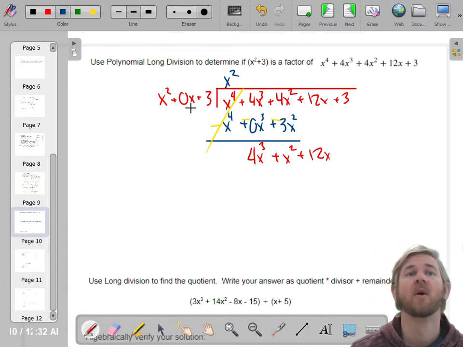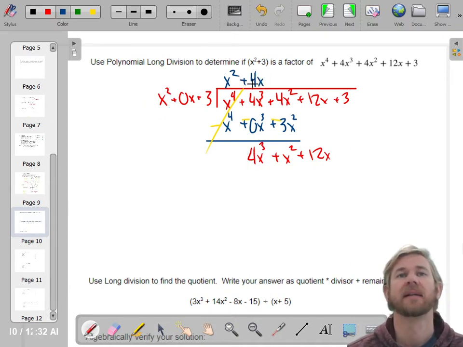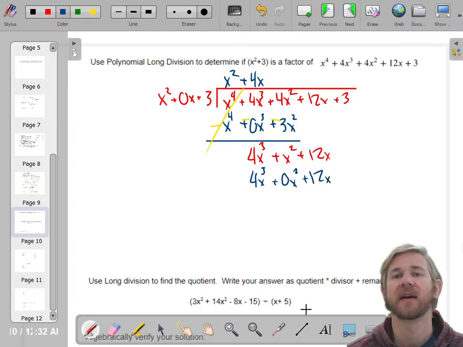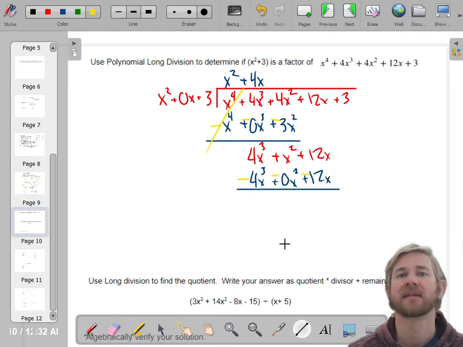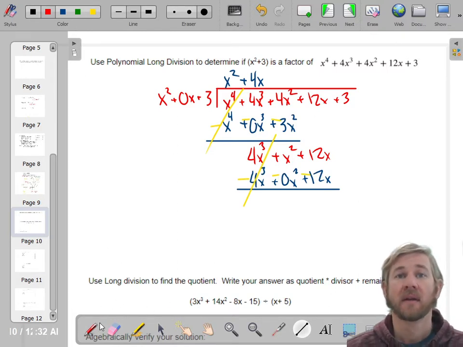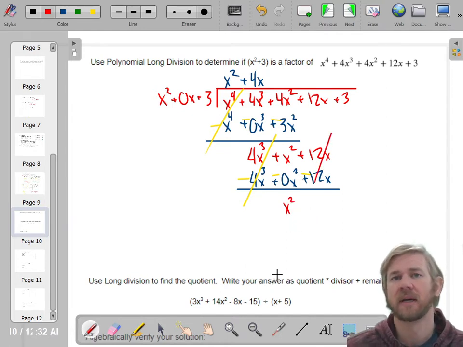Do it again. What do you got to multiply x squared by to get 4x cubed? That would be 4x. Now I distribute. So that's 4x cubed plus 0x squared plus 12x. And now I flip my signs. Minus, minus, minus. Those will always cancel. So what do I got now? x squared minus 0x squared is x squared. Those cancel too. All right, that's kind of cool.